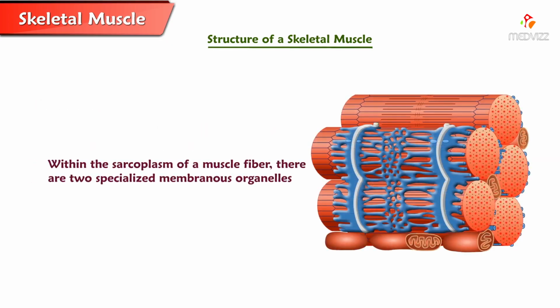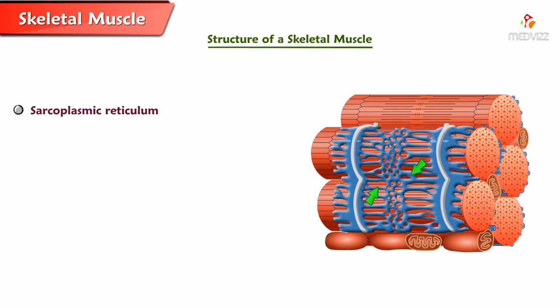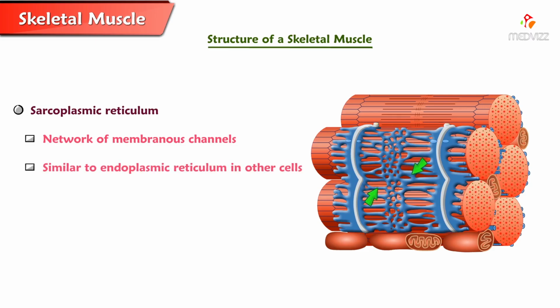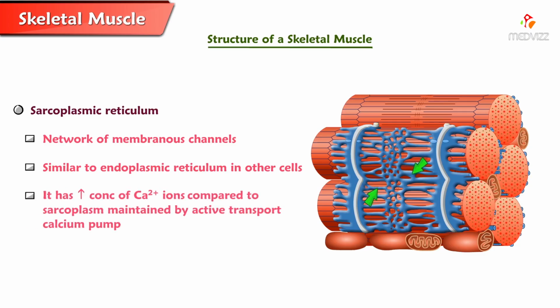Within the sarcoplasm of a muscle fiber, there are two specialized membranous organelles. Sarcoplasmic reticulum. It is a network of membranous channels that surrounds each myofibril and runs parallel to it. It is the same as endoplasmic reticulum in other cells.